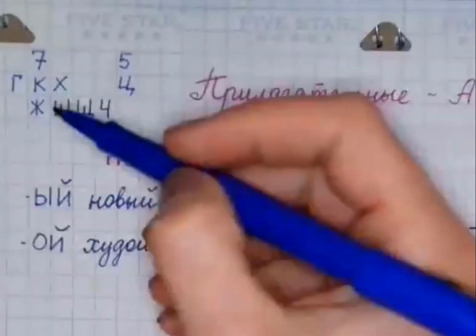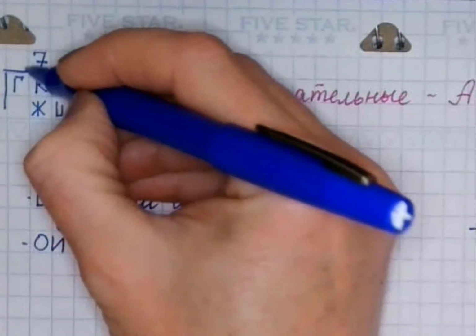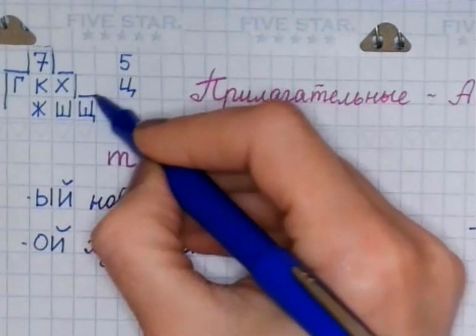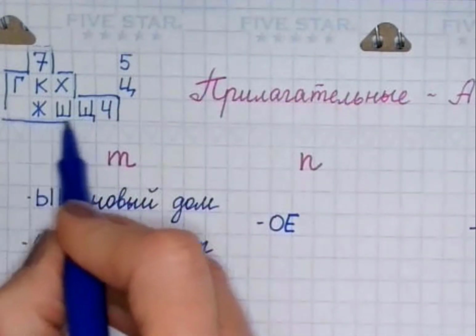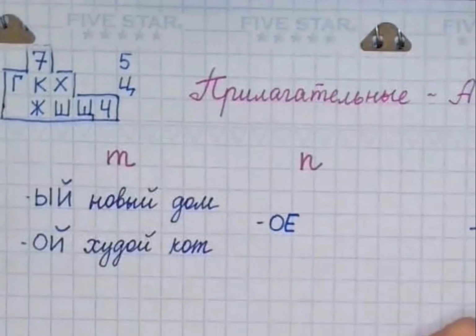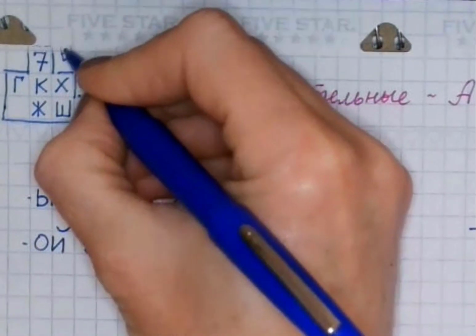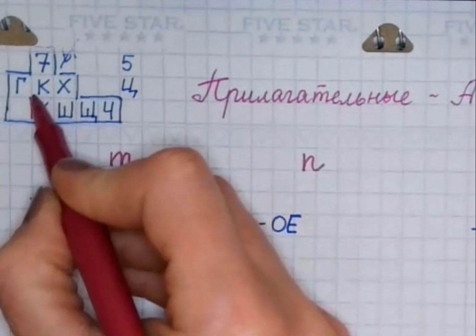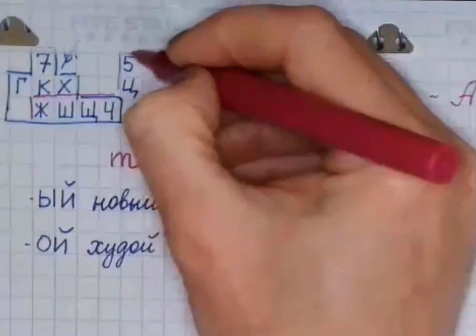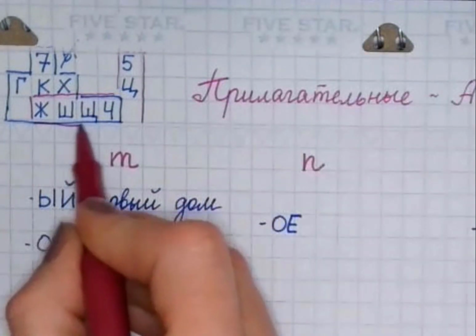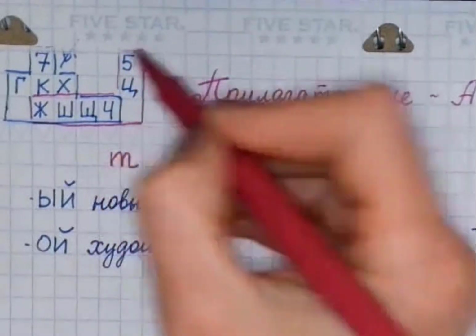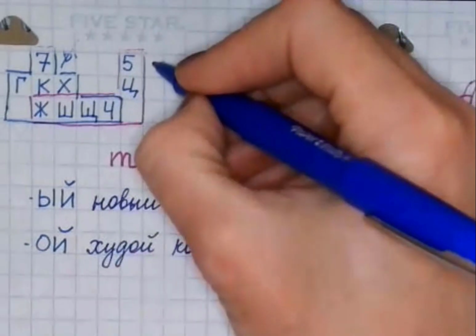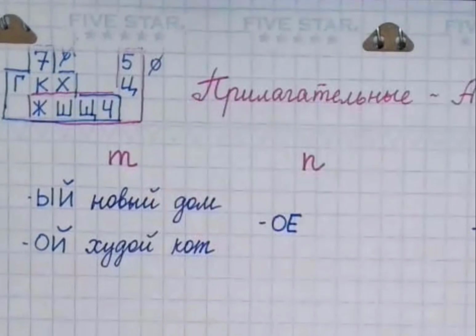So 7-letter rule are the 7 letters that cannot have Ы after it. It just cannot have the letter Ы after it. And then the 5-letter rule are these 5 letters that cannot have an unstressed О after it.